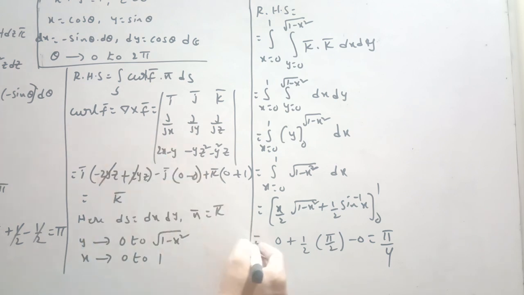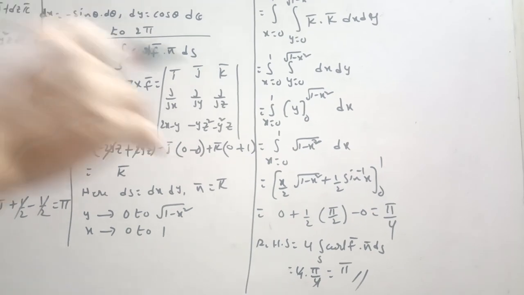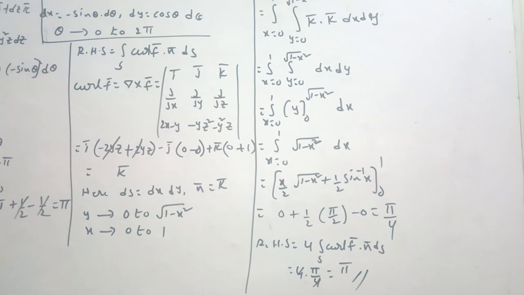Then for the 4 parts, how much do we get for the total RHS? RHS is equal to 4 times the double integral over S of curl F bar dot n bar ds. So that means 4 into pi by 4. The 4 gets cancelled and I get pi. You have to multiply by 4 projections, so 4 into pi by 4 will give you pi. This is the value of the RHS.